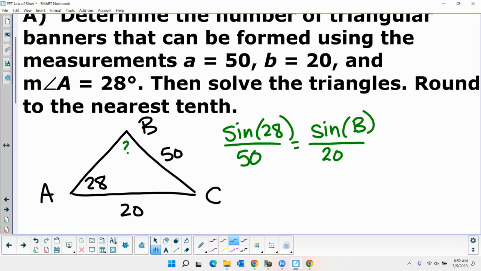All right, so when we cross multiply, we're going to have 50 times the sine of B equals 20 times the sine of 28. What am I going to do to get the sine of B by itself? Divide by 50, right?